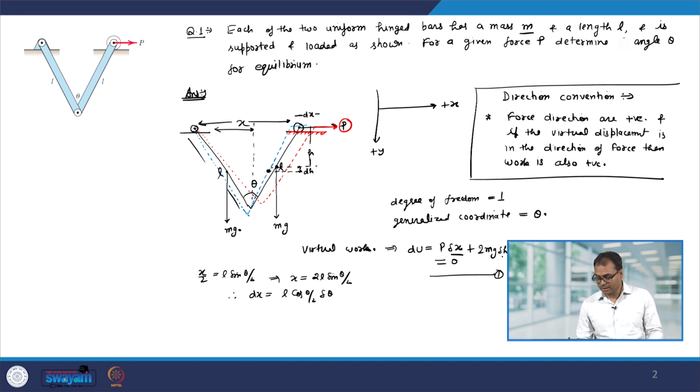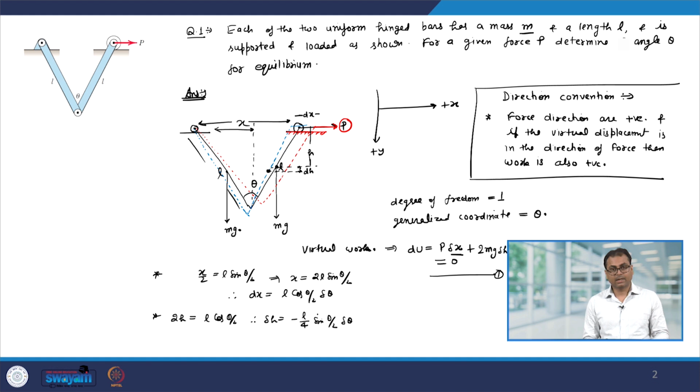Now, let us look at the relation between dh and theta. Okay. So, again you can see here that 2h will be L cos theta by 2, therefore, dh will be minus L by 4 sin theta by 2 delta theta. Let us put this in equation number 1.